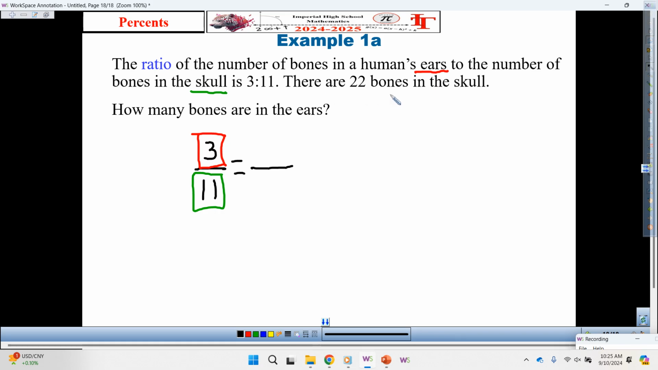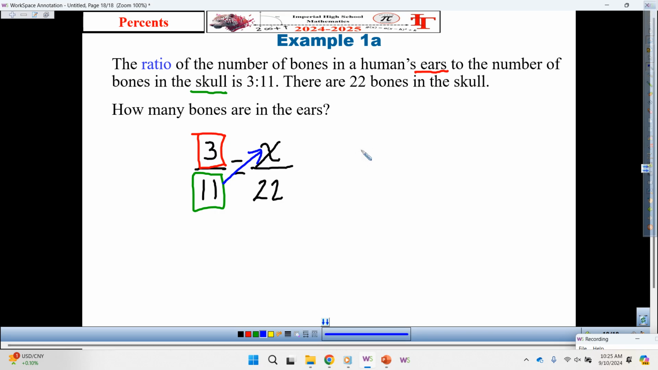There are 22 bones in the skull. Where would I write 22? Tell your neighbor, on the numerator or denominator? Logan, where? Denominator, that is correct, because this corresponds to the skull. So, what do I need to find out? How many bones in the ear? So I write X. Now, taking you back to algebra, let's see if you remember.